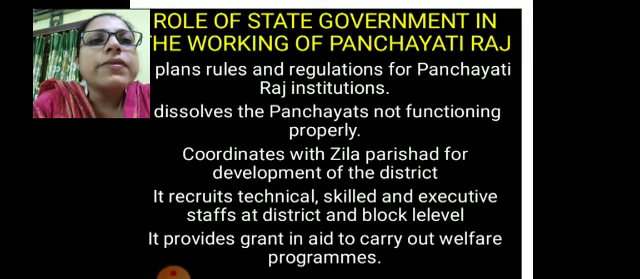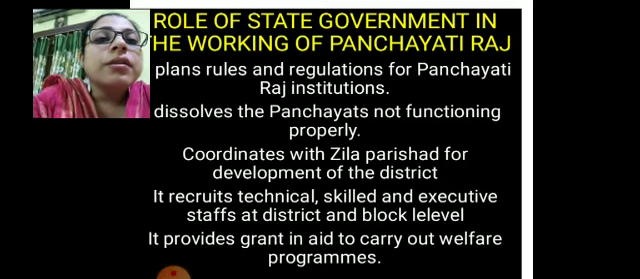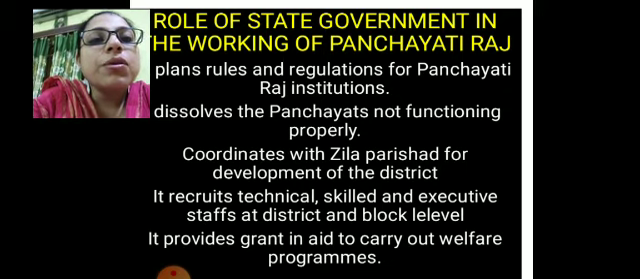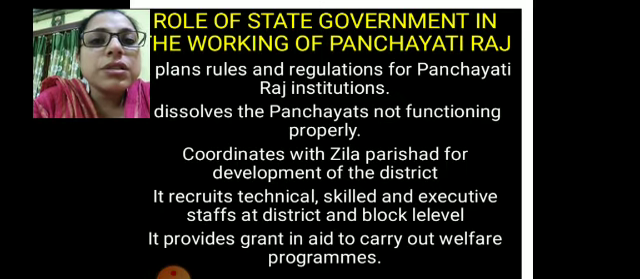What is the role of state government? This is a very important matter. The role of the state government in the working of Panchayati Raj. What does the state government do? It has the following role in the working of the Panchayati Raj. The state government makes plans, rules and regulations for the Panchayati Raj institutions.